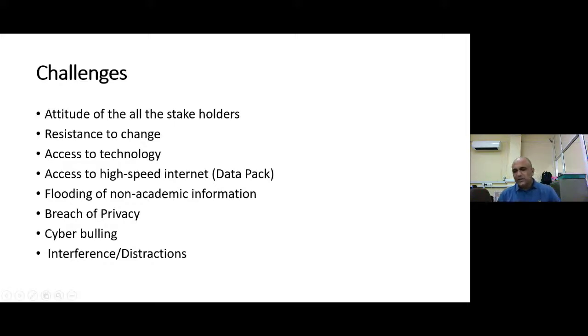Now, as with everything good, there are challenges. Some of these challenges that I have identified here are the attitude of all the stakeholders. So when we talk of networking tools or social networking websites, if a learner goes home and says that my teacher has asked me to remain on a WhatsApp group and do an exercise, parents would not listen. They would not agree. They may refuse. They may ask why our kids are always with a mobile phone because some crazy teacher is asking them to do some exercise on WhatsApp.